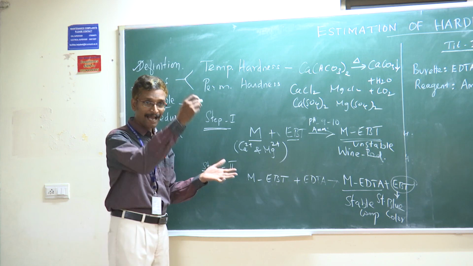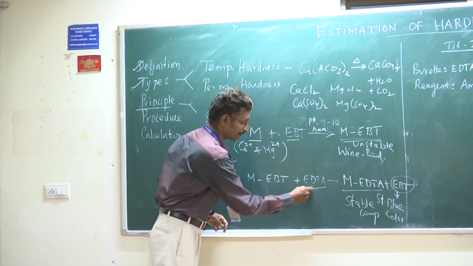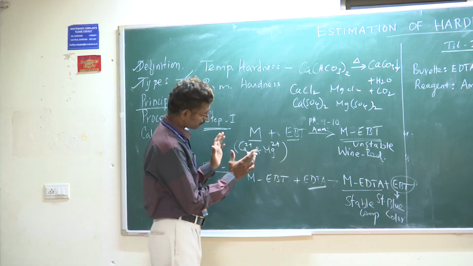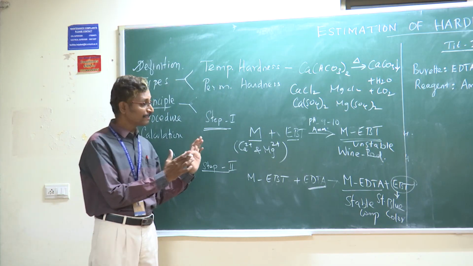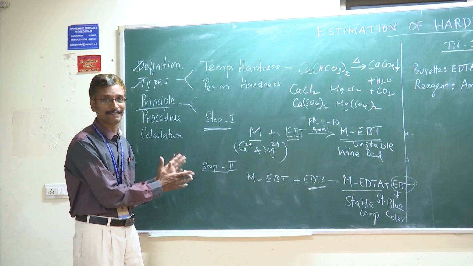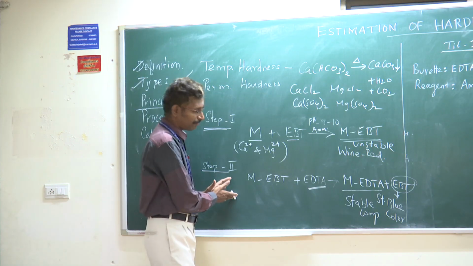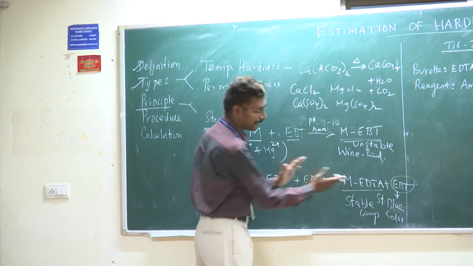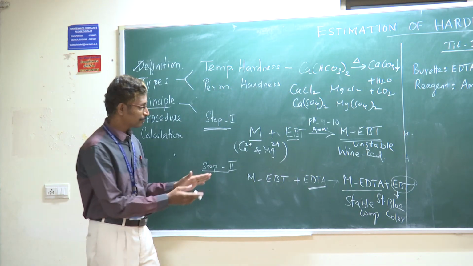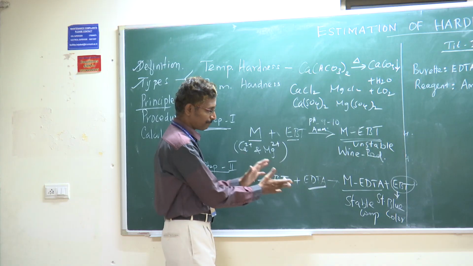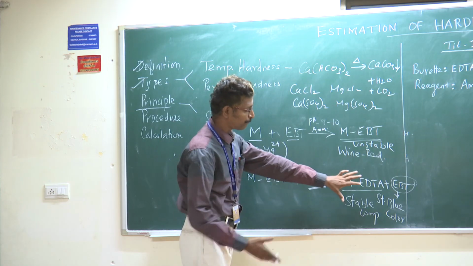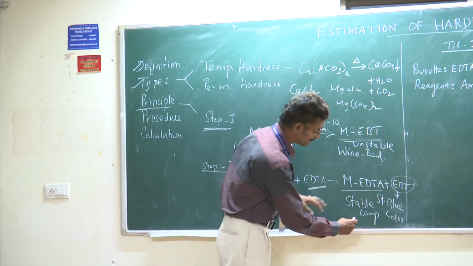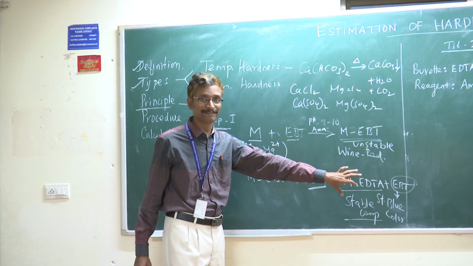When it is titrated against EDTA, what happens? The uncomplexed metal ions, that is the free metal ions, react with EDTA to form a stable M-EDTA complex. This stable complex is colorless.